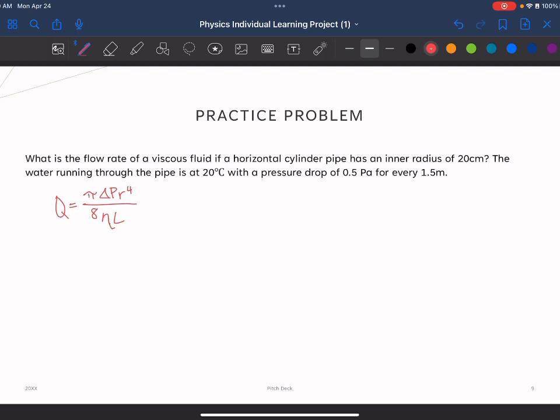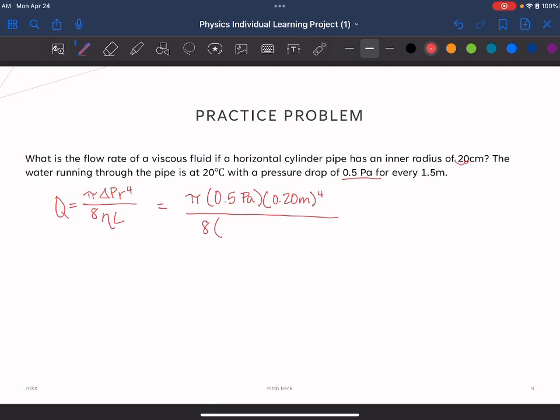For this one, we have a pressure drop, or difference, of 0.5 pascals. So pi times 0.5 pascals. And then our radius, which is 20 centimeters, and we have to convert that, so that'd be 0.20 meters, to the fourth, all over 8. And then we need our viscosity here.